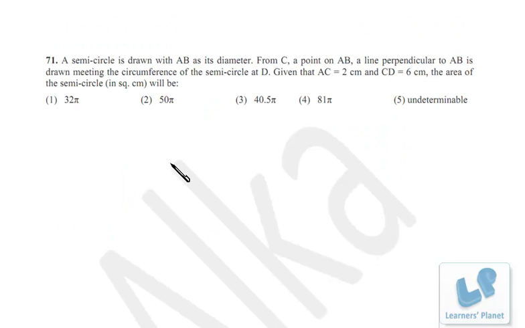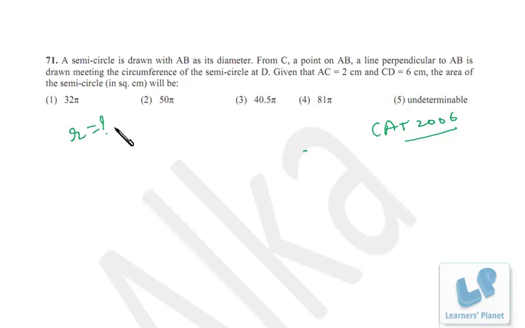This problem is also from CAT 2006. A semicircle is drawn with AB as diameter. From C, a point on AB, a line perpendicular to AB is drawn, meeting the circumference of the semicircle at D. Given AC is equal to 2 and CD is equal to 6, we have to find out the area of the semicircle. So precisely, first of all, we have to find out the radius.